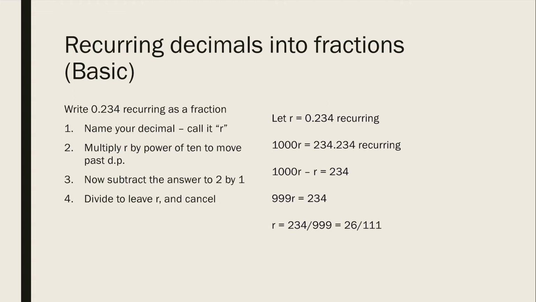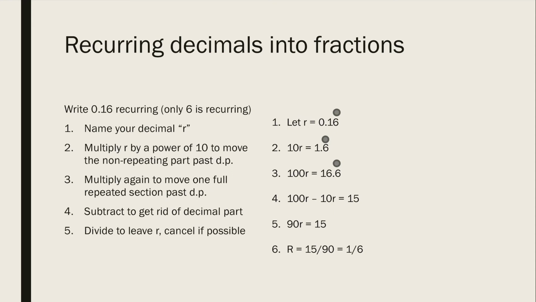So 1000r is equal to 234.234 recurring. Now, to get rid of the decimal part, we can subtract r from 1000r. So 234.234 recurring minus 0.234 recurring is equal to 234, or 999r. So r is equal to 234 over 999, which is equal to 26 over 111. This works for many things. However, as you'll see, it doesn't work for all.